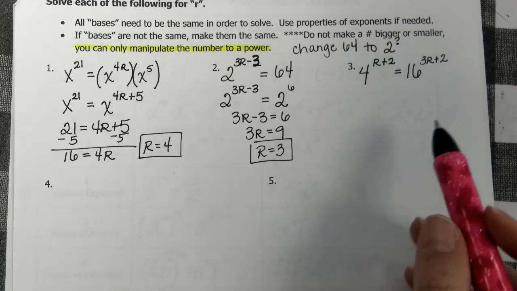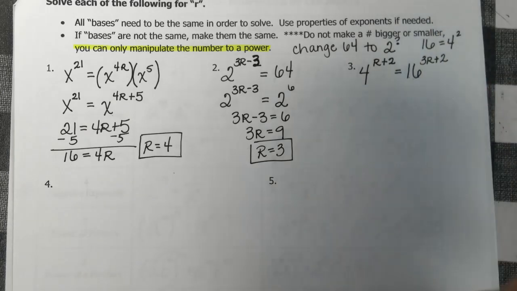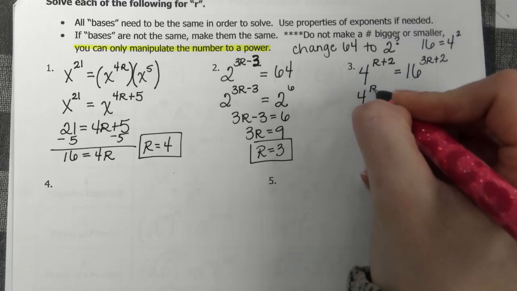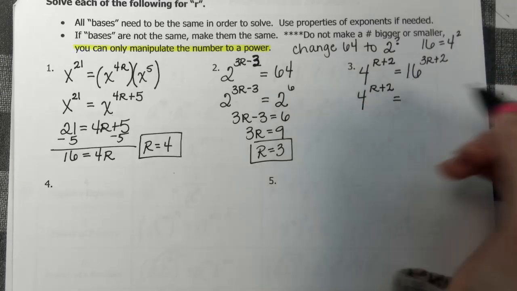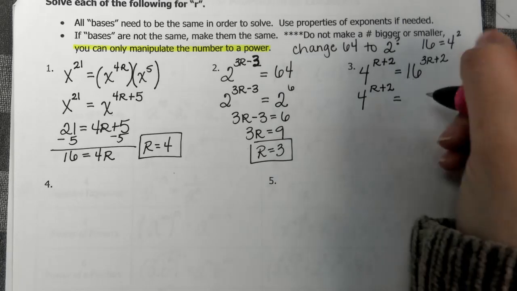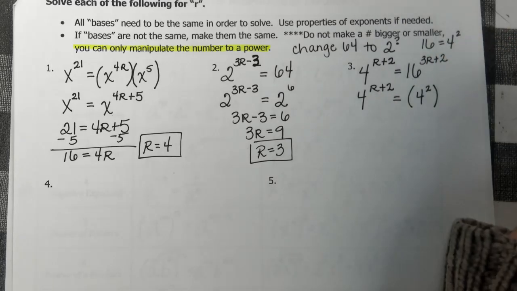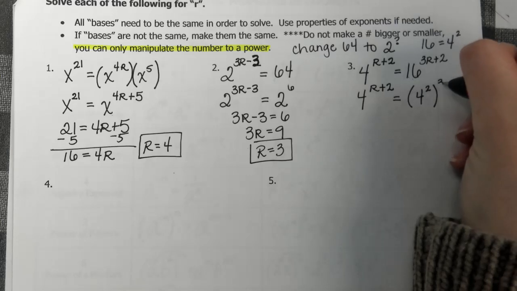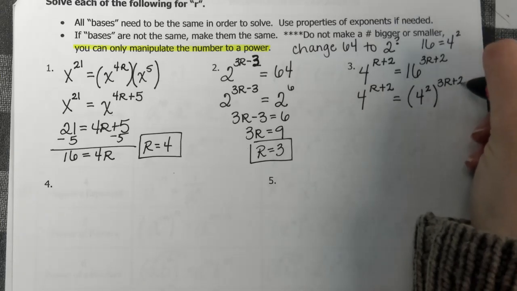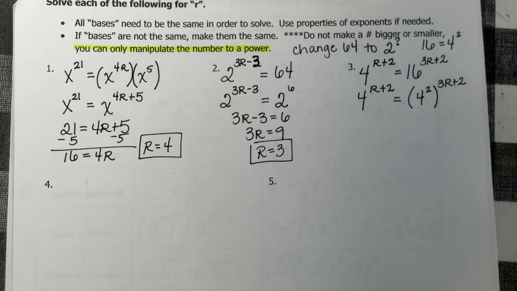16 is the same as what? 4 squared. Okay. So 16 is equal to 4 squared. So I can have 4 raised to the r plus 2 equal. Now, since I have an exponent already, I'm going to write this 4 squared in parentheses because that is what's being raised to the 3r plus 2 power. Okay, do we understand how I manipulated 16 to become a 4?